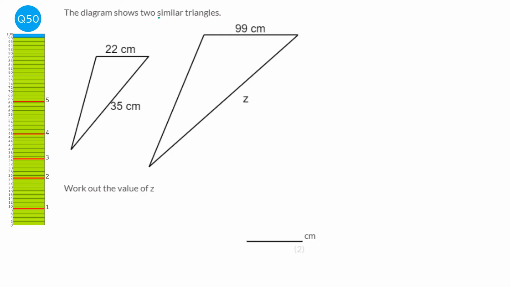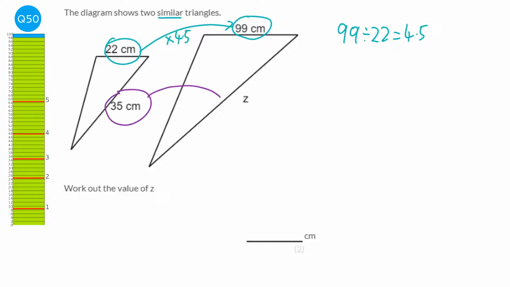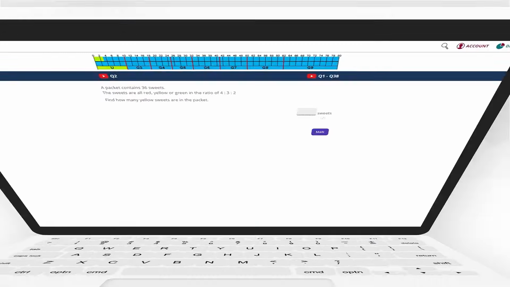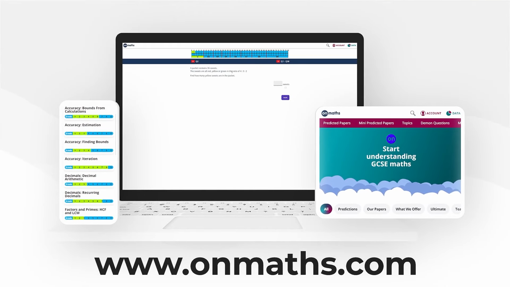So we're told these triangles are similar, which means there's a scale factor between them. So we've got two corresponding lengths here and here. So we've got to work out what we times the 22 by to get to the 99. So we do 99 divided by 22, and that's 4.5. So we know we times this by 4.5. And so we do the same with the 35. So we times that by 4.5, because that's our scale factor. And 35 times 4.5 is 157.5.